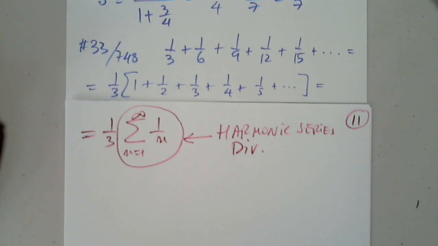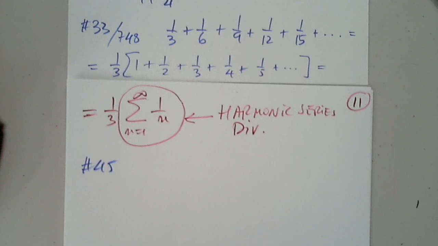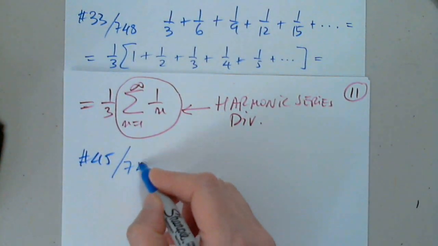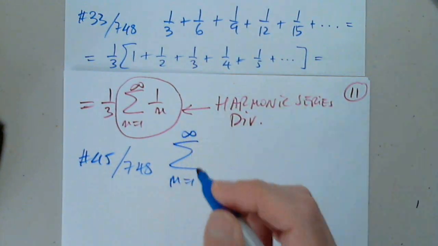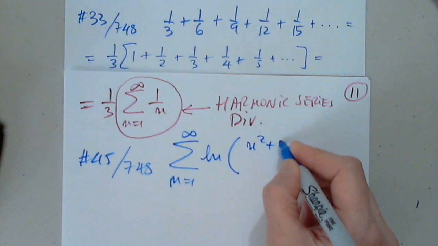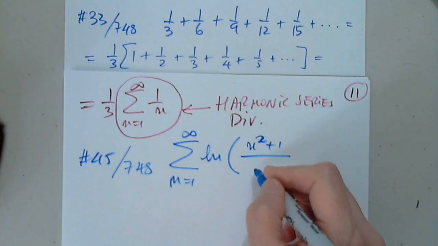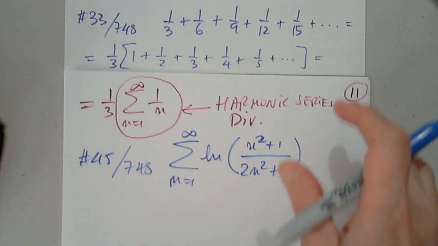Okay, moving on to 45. On the same page, 748, we have the sum from n equals 1 to infinity of natural log of (n squared plus 1) divided by (2n squared plus 1).